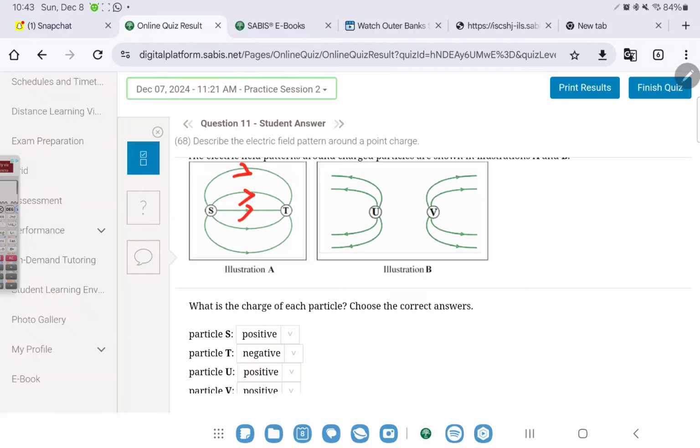Particle U and V. So look, it's in the nature. For this one, you can tell that they're repelling because they're not going towards each other. So they're both the same charge. They're both going to be either positive or negative. This is how you know, look. In the nature of positive charges, they always go away from the source. This is your source. It's always going to be facing away from it if it's positive. If the arrows were going towards it like this, then they would be negative, but it's not. It's going away from it, so it's positive.